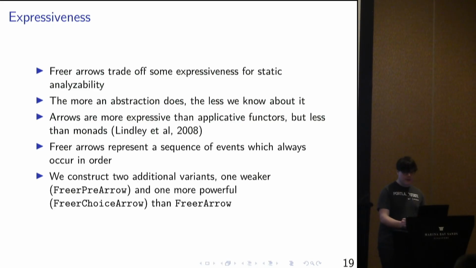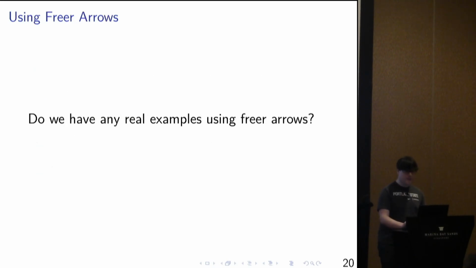We do construct two additional variants, one weaker, a Freer pre-arrow, and one more powerful, a Freer choice arrow. A Freer choice arrow is one that I'll talk about later, and it gives us a little bit of ability to have more expressiveness. We can have events that might or might not run. But first, do we have any real examples using Freer arrows?